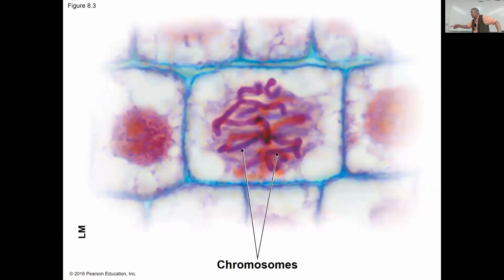Well, there they are right there. This is probably an onion root tip, which we would see in lab. And see the cells on the sides here, they're not in mitosis because you can't see the chromosomes. This cell is in mitosis, and that's actually what's called prophase. We're going to get to the phases of mitosis in a moment. So when you see those rope-like things inside a cell, you know it's undergoing mitosis.